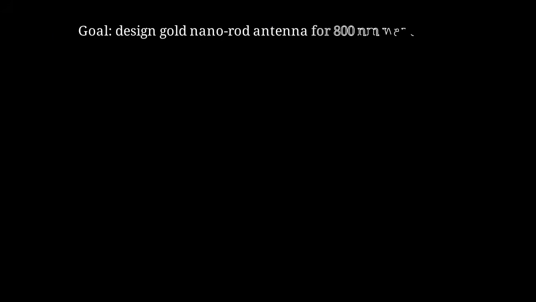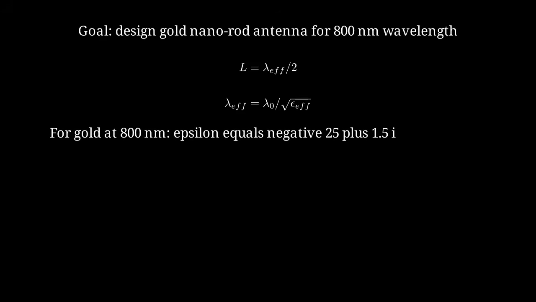We'll design a gold nanorod antenna optimized for 800 nanometer wavelength light. The resonant length equals the effective wavelength divided by 2, like a half-wave antenna. The effective wavelength is the free space wavelength divided by the square root of the effective permittivity. For gold at 800 nanometers, the dielectric constant is approximately -25 plus 1.5 i.